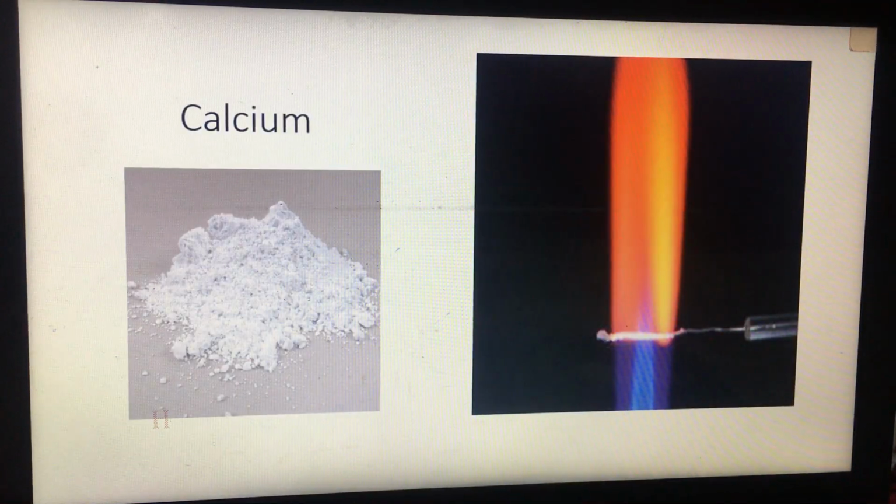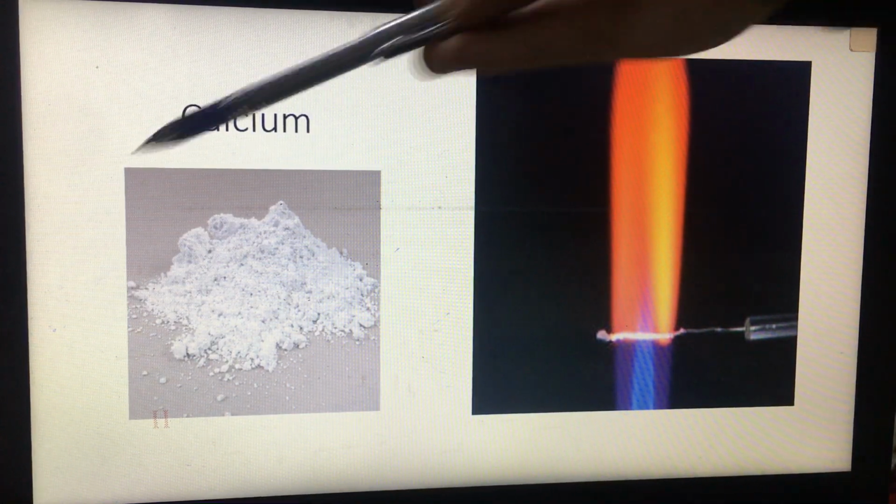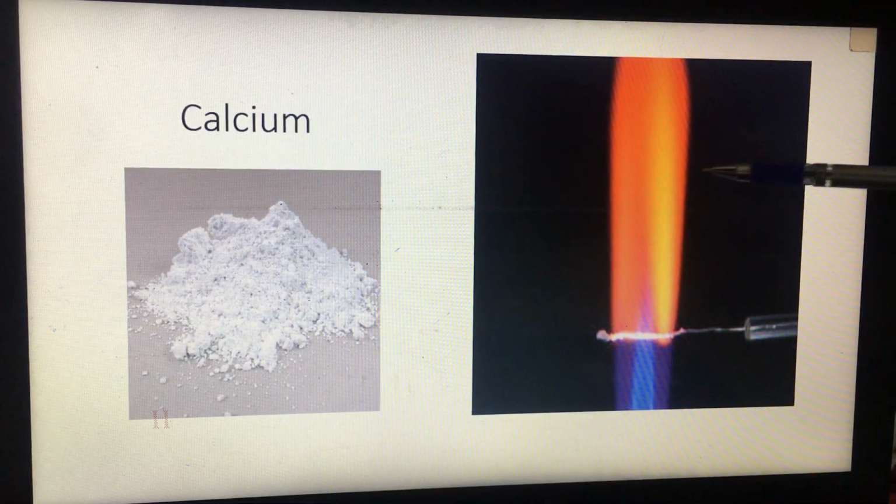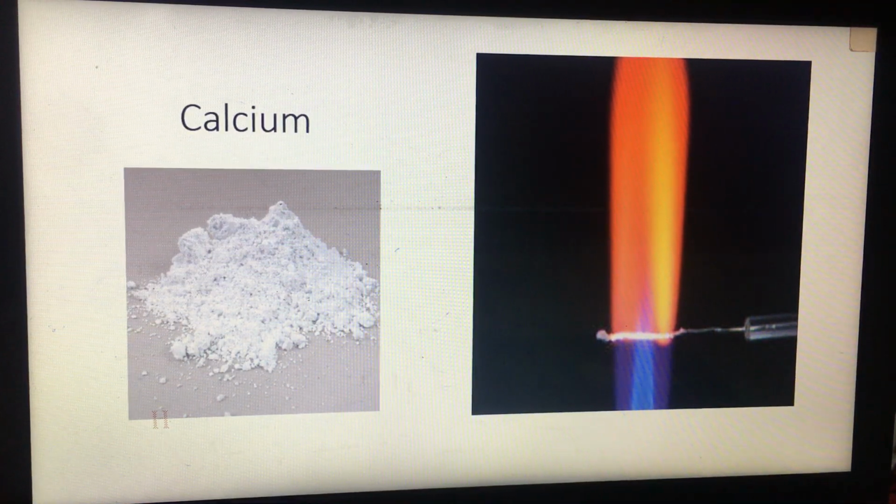And the last metal that we have is calcium. Here we have calcium powder, and this is the flame of calcium, which is brick red. So the color of the calcium flame is brick red.